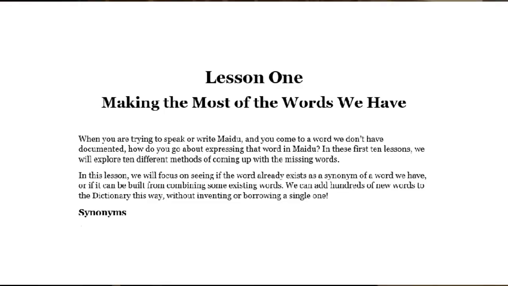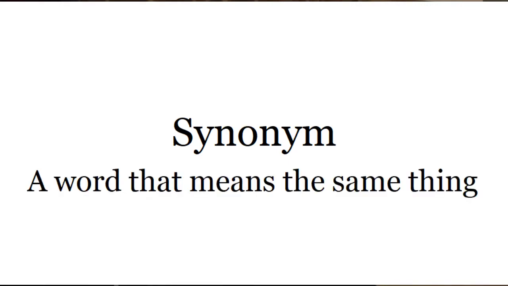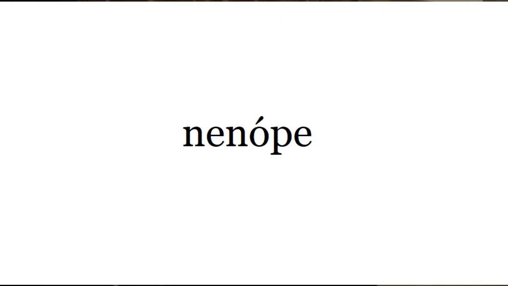Before we start inventing new words that aren't in the dictionary, let's see if we already have the word as a synonym of the missing word. A synonym is a word that means the same thing. Let's practice trying to find synonyms for some words. Put it in a sentence. For example, senior citizen. I'm a senior citizen. I am an old person. Someone who's old. Oh, we do have that word.